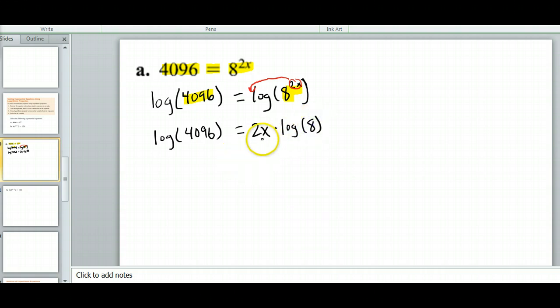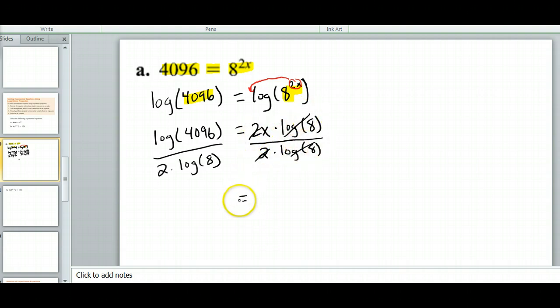And what's our goal? Our goal is to solve for this x, to isolate that x. So we're going to divide away the 2, but we're also going to divide away the log of 8. So we're going to divide away the 2 on this side, and we're also going to divide away the log of 8. Alright, so the 2's cancel, the log of 8's cancel over here. Remember, the log of 8's just a number, so it cancels just like the 2 does. And the exact answer is the log of 4096 divided by 2 times the log of 8.